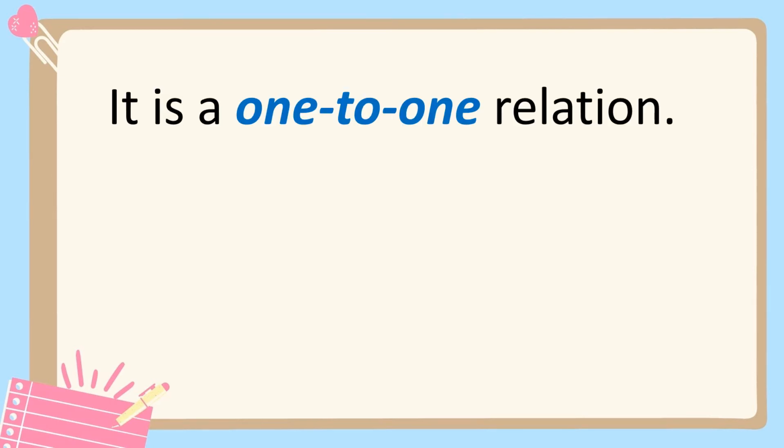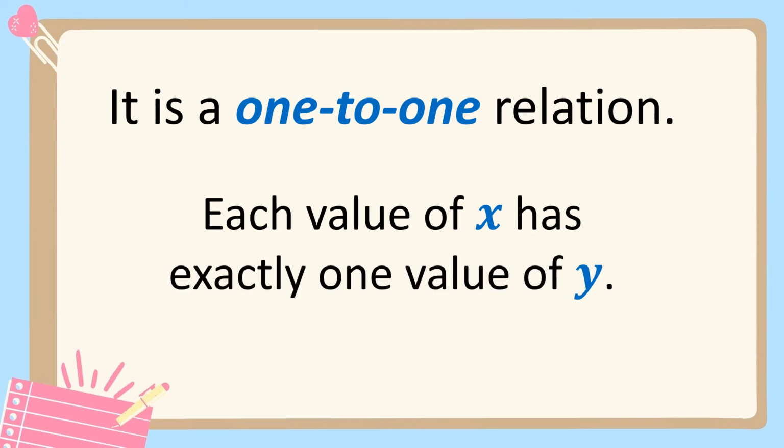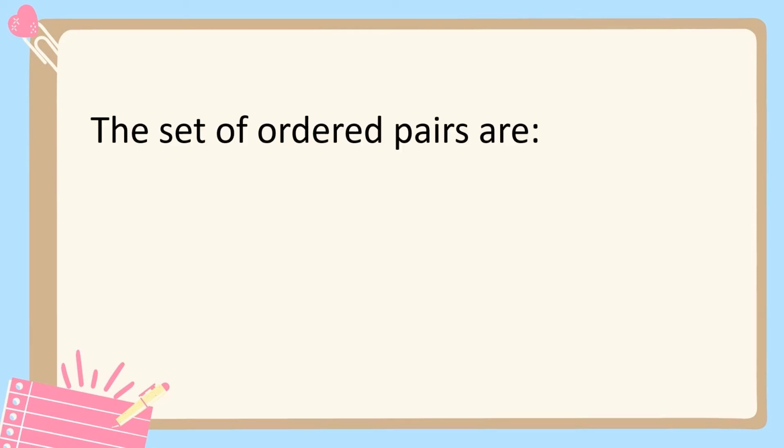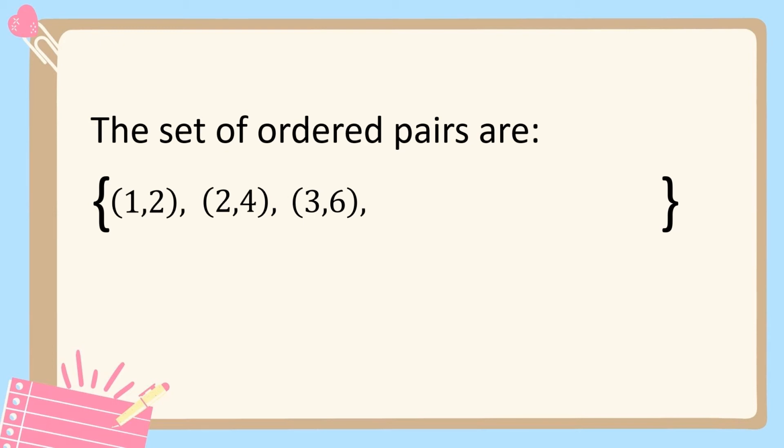Going back to the relation which we have expressed in different ways, what kind of relation is it? The answer is one-to-one relation. Each value of x has exactly one value of y. If we are going to write the given relation in listing or roster method, the set of ordered pairs are 1 and 2, 2 and 4, 3 and 6, 4 and 8, 5 and 10, 6 and 12.